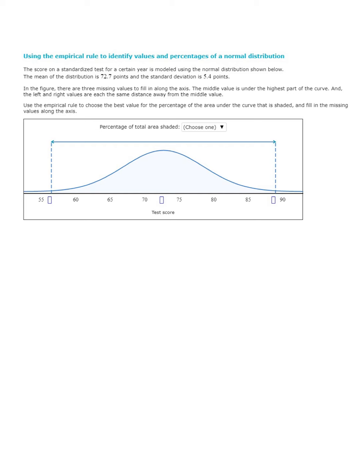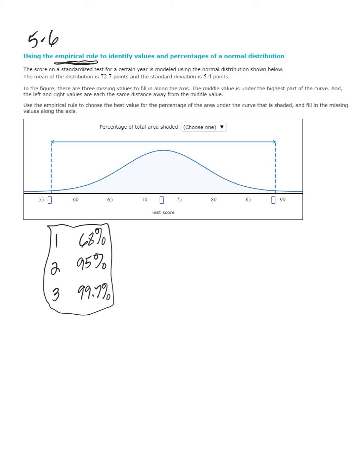All right, with this homework, we are talking again about the empirical rule. If you've forgotten the empirical rule, that's the one that talks about if you have one standard deviation, 68% of your population falls within one standard deviation, 95% falls within two, and 99.7% falls within three. So those are the things you need to keep in mind when you're working this problem.